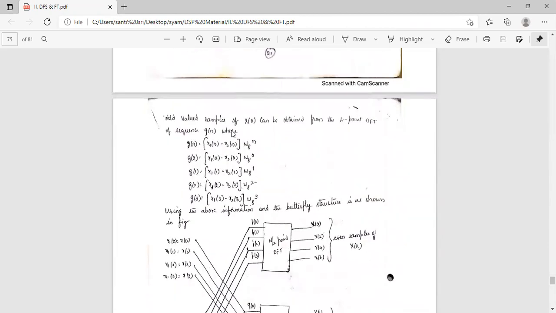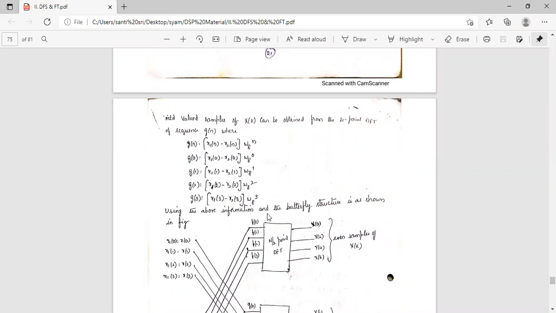Similarly, odd valued samples of x of k can be obtained from the 4-point DFT of the sequence g of n, where g of n equal to x1 of n minus x2 of n into W power n. Those are g of 0, so x1 of 0 minus x2 of 0 whole into W power 0. G of 1 is x1 of 1 minus x2 of 1 into W power 1, g of 2 is x1 of 2 minus x2 of 2 whole into W power 2, and g of 3 is x1 of 3 minus x2 of 3 whole into W power 3.